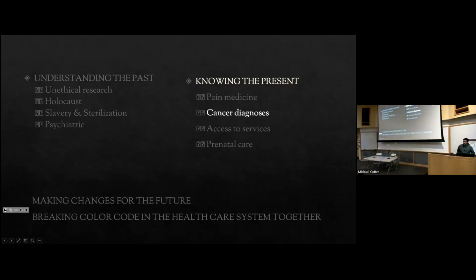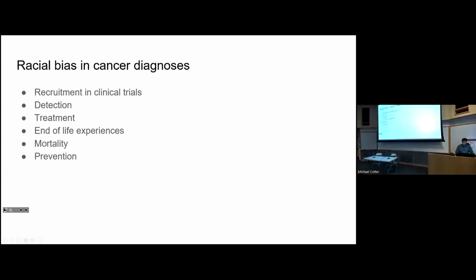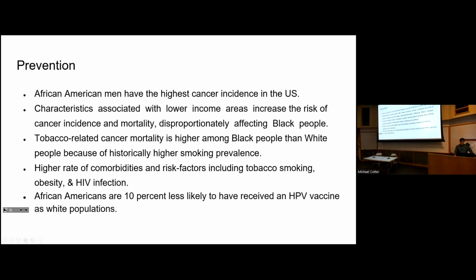Moving on to cancer diagnoses. There's racial bias in cancer diagnoses, and that includes recruitment and clinical trials, detection, treatment, end-of-life experiences, mortality, and prevention. In terms of prevention, African-American men have the highest cancer incidence in the US, and this is associated with lower income areas where there's an increased risk of cancer incidence and mortality. In terms of other types of cancers and mortality, there is an increased incidence in tobacco-related cancer mortality, as well as obesity and HIV infection.